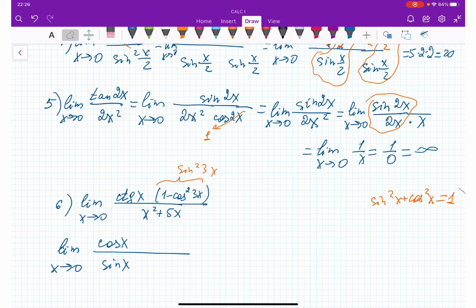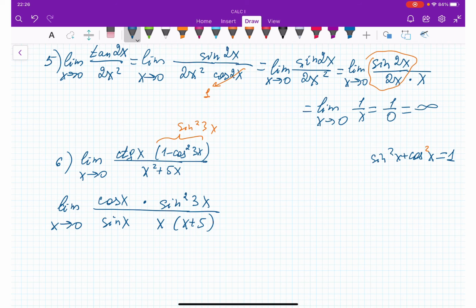Okay, let me use bright red color because this is a formula. Okay, we're good. So cosine over sine and then times 1 minus cosine squared 3x is sine squared 3x. And x squared plus 5x, I'm taking common factor out and getting x plus 5. So what's happening in this parenthesis when x approaches 0, this is going to be 0, right? And this 5 is going to survive, so 1/5 is going to come out because we don't need this 5 anymore. It doesn't have x, it's a constant.